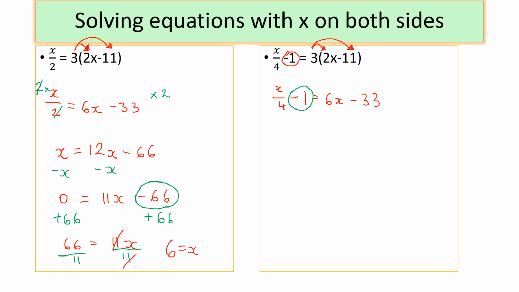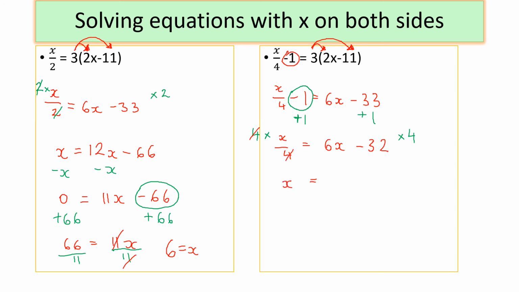Because it's take away 1, I'm going to add 1 to both sides. And that's going to be x over 4 equals 6x take away 32. And now this looks just like the one on the left side. So now I can get rid of the fraction by multiplying both sides by 4. So I times this side by 4 and this side by 4. Now remember that the 4's will now cancel, and here I have only x left.